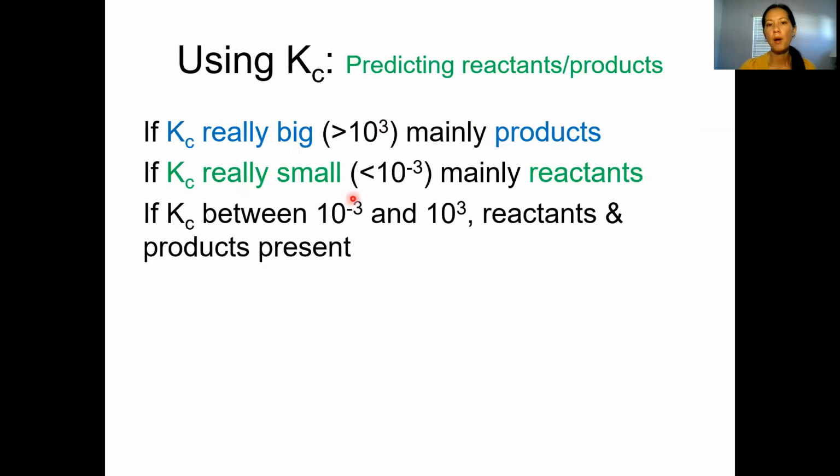If the K is really small, less than 10 to the minus 3, then that means you mainly have reactants. If it's something in between, then both are present at equilibrium.